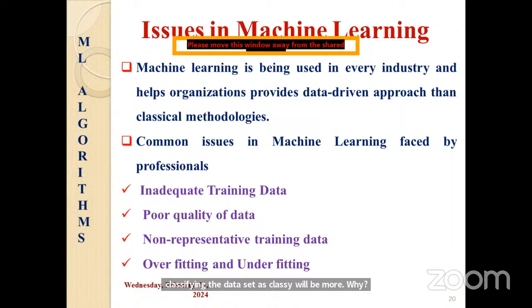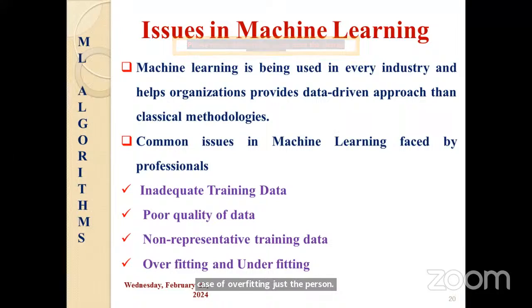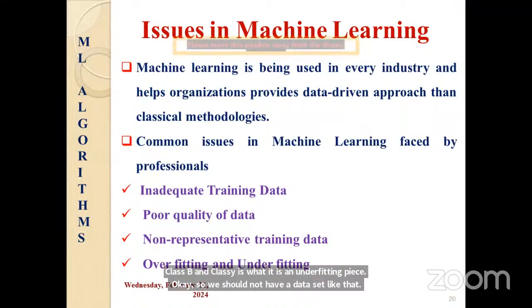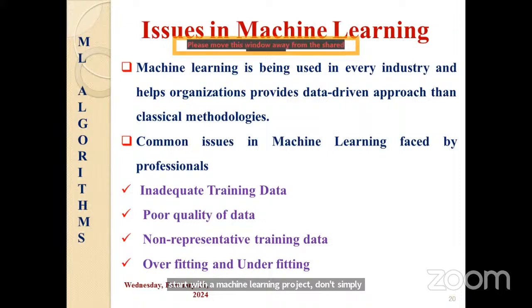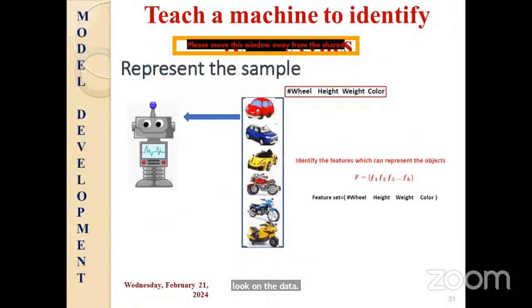That is the problem you'll have. This is a case of overfitting. Just the opposite, class B and class C are an underfitting case. So we should not have a data set like that; we should have an equally distributed one. Whenever we start a machine learning project, don't simply download the data from Kaggle. Look at the data, work on the data, check the data, and then start the process. That is the most important thing. I'll come to the process, and what all you have to do, later.